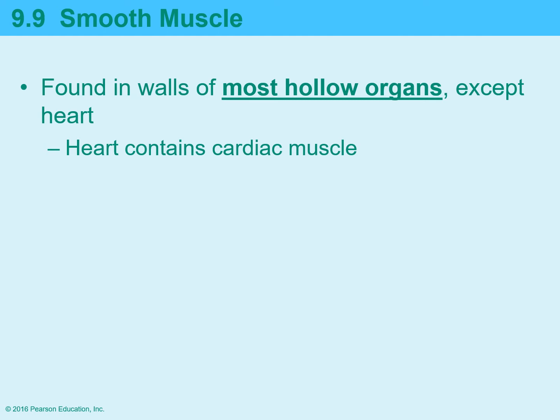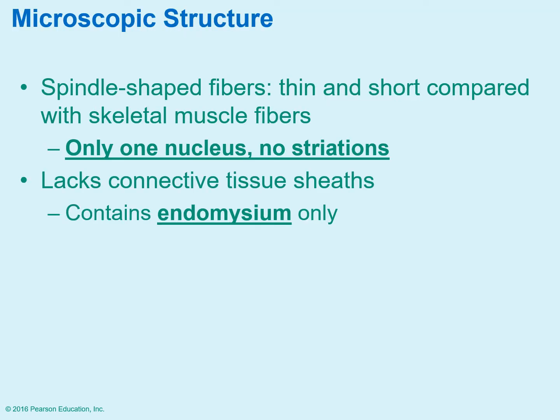Most of the emphasis in part 1 dealt all with skeletal muscle. Now we're going to move a little bit to talk about smooth muscle. Smooth muscle is found in the walls of most of your hollow organs, except for the heart. The heart has cardiac muscle. So your stomach, a lot of your digestive organs, your blood vessels, etc., all have smooth muscle. And remember, they're involuntary. They're spindle-shaped fibers. They only have one nucleus. When you look at them microscopically, there are no striations. They don't have those connective sheaths. They only contain the endomysium.